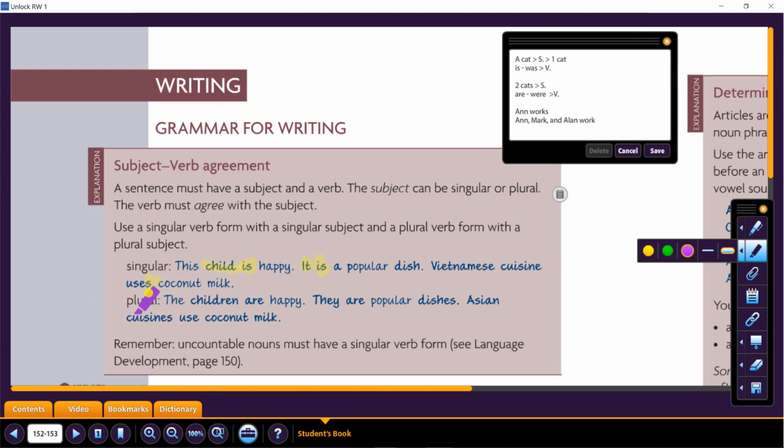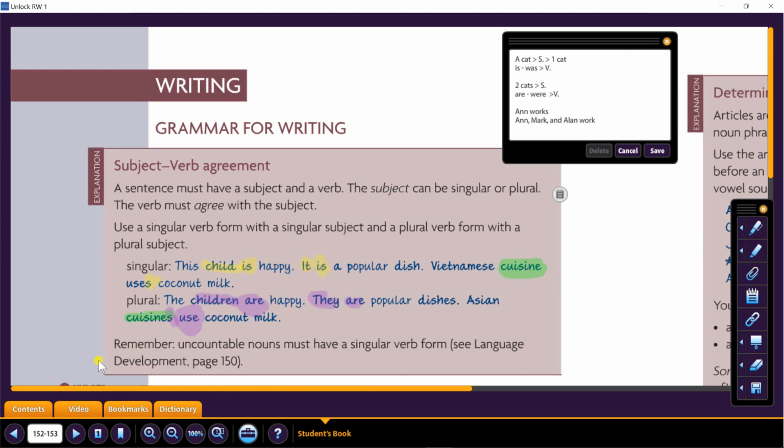What about plural? The children, this is plural form, are, they are. Cuisines, here we have cuisines, not only one cuisine. Cuisine means مطبخ, okay, cuisines, مطابخ. So here we have only one cuisine, no S, so we use uses. Here we have cuisines, so we cannot add the third singular S here.